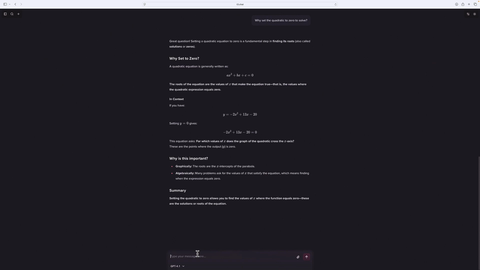Why is this important? Graphically, the roots are the x-intercepts of the parabola. Algebraically, many problems ask for the values of x that satisfy the equation, which means finding when the expression equals 0. Very interesting, isn't it? So why is it important? Why do we set to 0? So that you can find its roots. And why is it important graphically? To find the parabola. So here's another question that I can probably ask it.